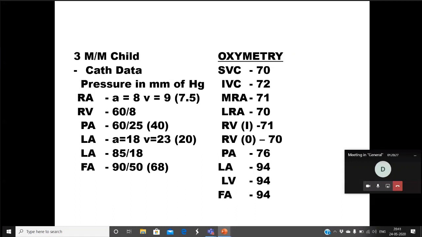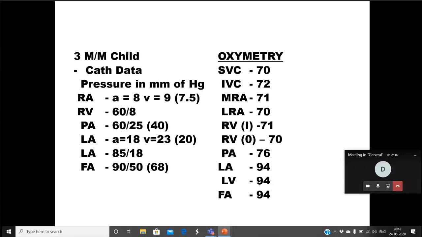Very good. Yes. And LA A wave is 18, sir, and V wave is 23, and mean is 20, sir. It is elevated, sir. Okay. Very good. Normally, which wave is taller in the left atrium? Is it the V wave, sir? V wave, sir. What is the reason? Because LA is less compliant, sir, when compared to RA. Yes, LA is less compliant, and hence when blood flows into the left atrium, there is a greater pressure rise, and that is why the V wave can be slightly more prominent than the A wave in the left atrium. Very good.